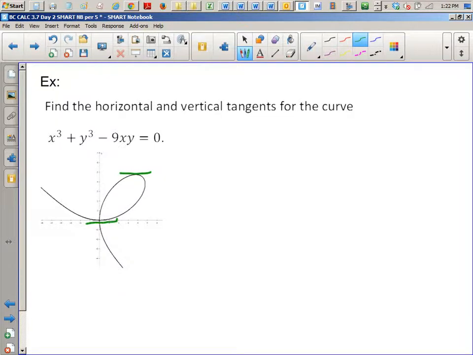I think I know where one of them is. Where is it? At the origin. But the other one I'm not so sure about. I think it's somewhere between 3 and 4. If I had to guess, I don't know, 3.8, something like that. The other one's at x equals 0, no doubt about it. Okay.